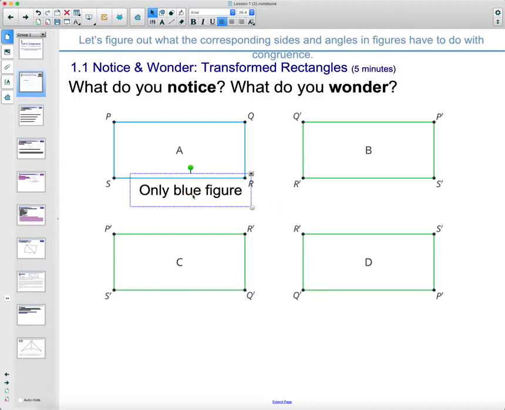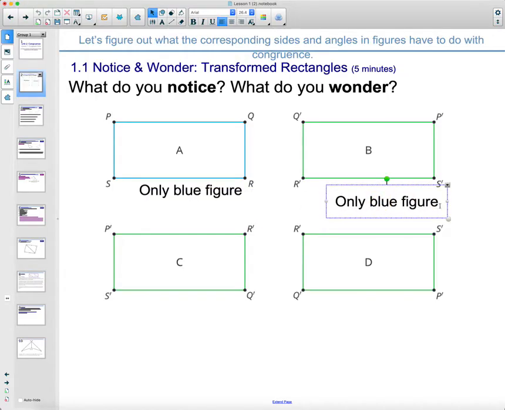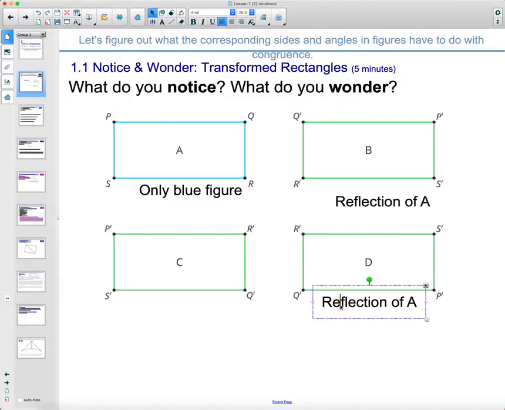Maybe you noticed in this one that it looked like it was a reflection of A. So it looks like it's a reflection of A, kind of down a line right in between here. So reflection of A. Maybe you noticed that D was a rotation of A.